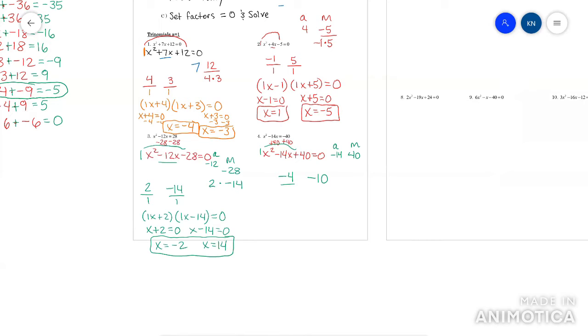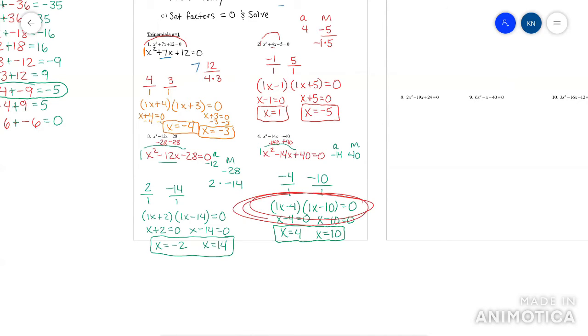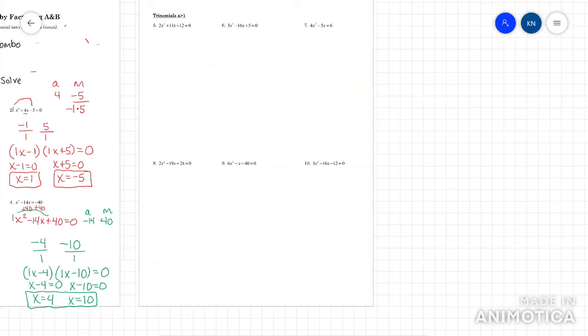Put them over your a value, which is 1, right here. And then write bottom x, top. Now that it's in factored form, I can set each factor equal to 0 and solve. And I'm telling you, once you get the hang of being able to put it in factored form, these things will be so much easier. It just takes practice.